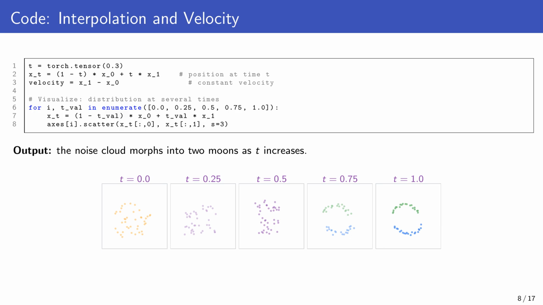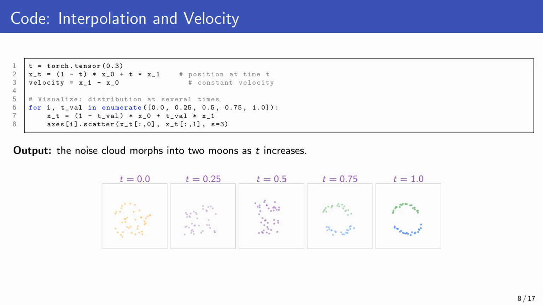Here's the interpolation in code. One line computes xt: 1 minus t times x0 plus t times x1. The velocity is even simpler, x1 minus x0. The visualization shows the distribution at 5 time steps.